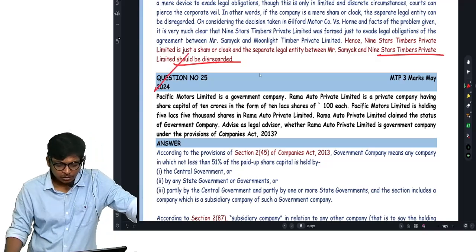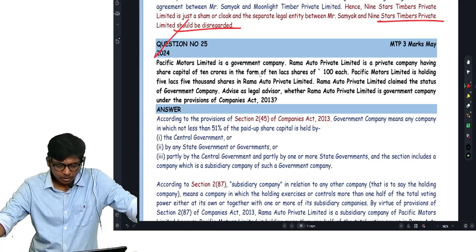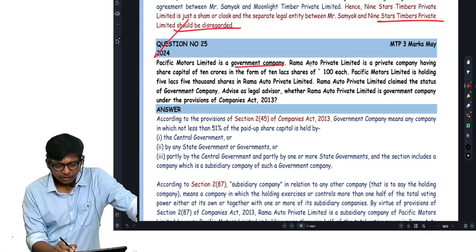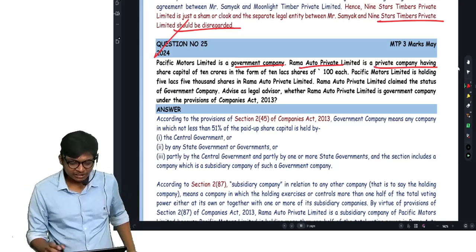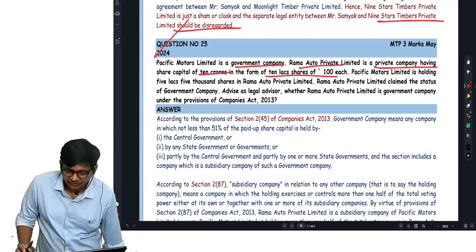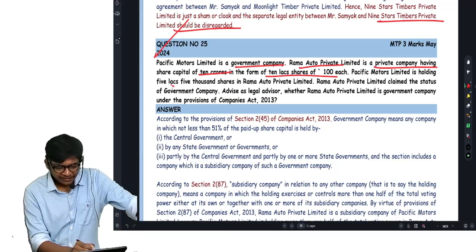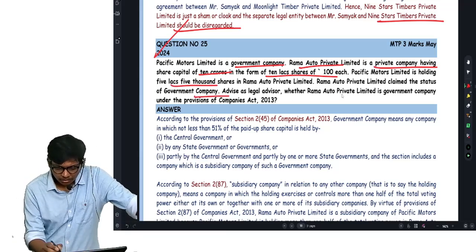Question number 25. Pacific Motors is a government company. Rama Auto is a private company having share capital of 10 crores, 10 lakh shares of 10 each. Pacific Motors is holding 5 lakh shares. Status of government company. Whether this is the second question?